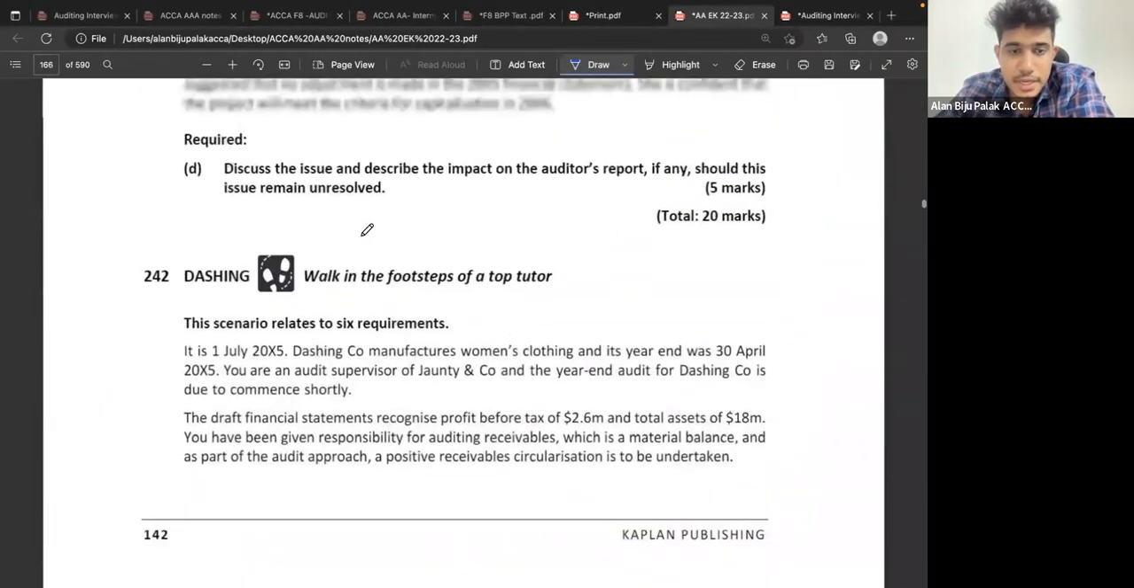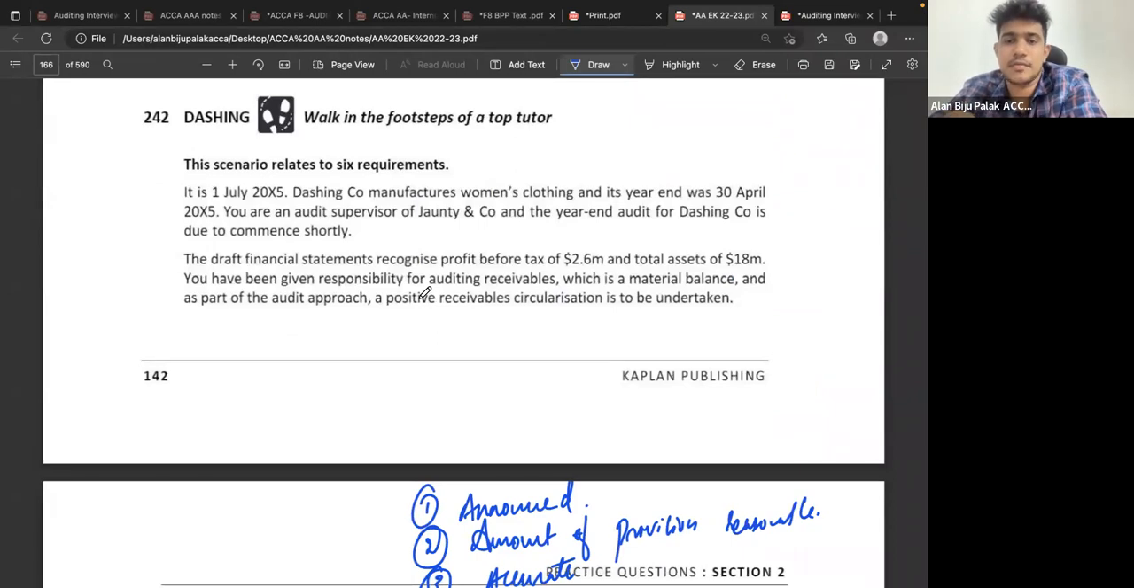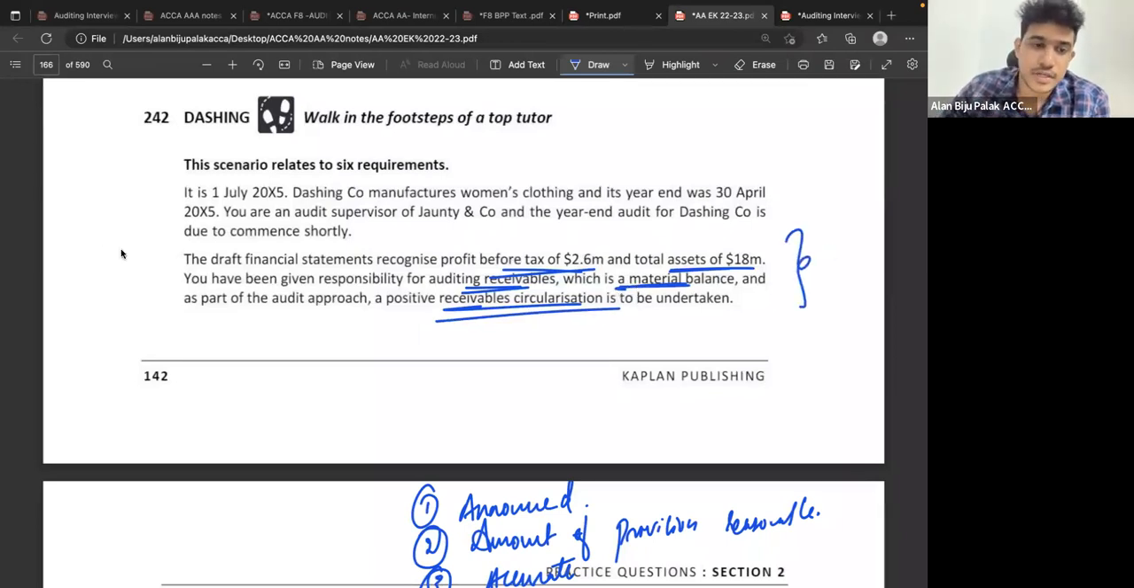We have already read this area. Anyway, we will go through the same area one more time. It is 1st July 2015. Dashing Company is manufacturing women's clothing. Its year end was 30th April 2015. You are audit supervisor of John Deere and Company, and the year end audit for Dashing Company is due to commence shortly. They have told us that the company's profit is 2.6 million. Total asset is 18 million. And we are responsible for auditing receivables. That particular balance is material, and they have also told us they are performing positive receivable circularization. So this is what is mentioned in the scenario.